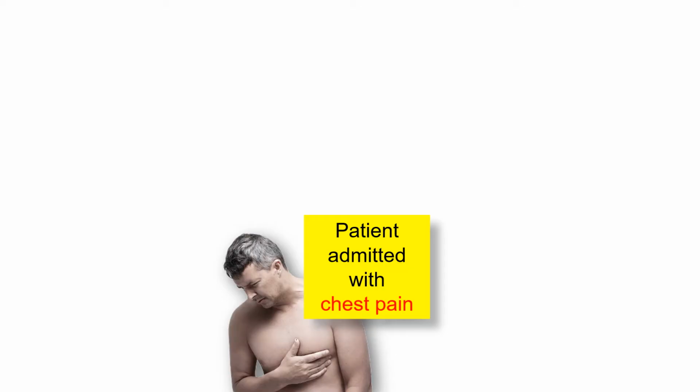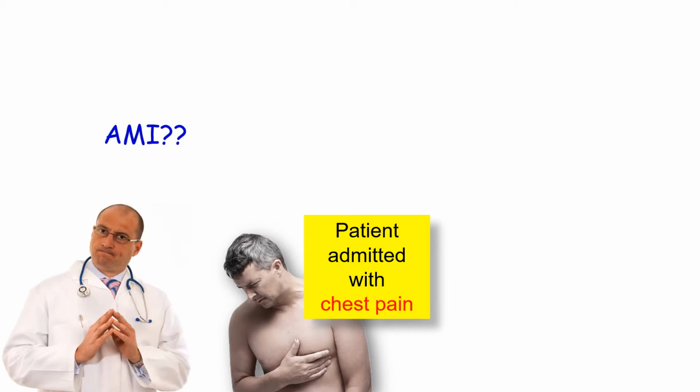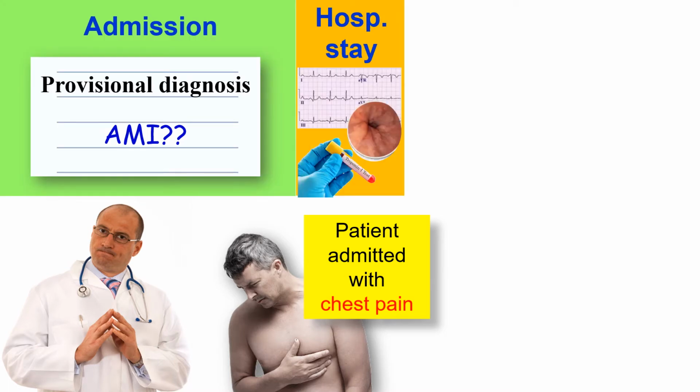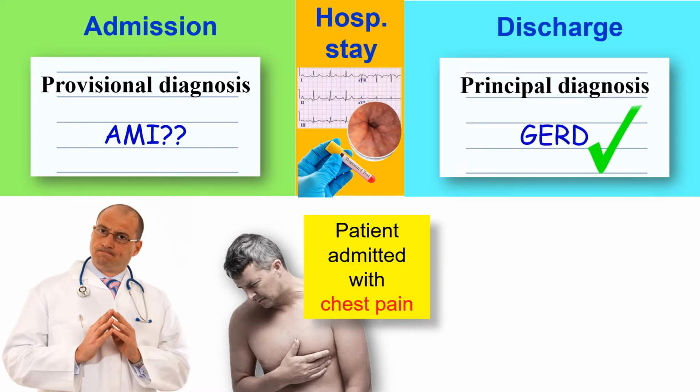Here are some examples. A patient was admitted with chest pain. The doctor suspects it's an AMI. So, upon admission, the provisional diagnosis was AMI. During hospital stay, as the patient is well examined and the investigations are done, we reach a final diagnosis of GERD. So the doctor documents the principal diagnosis at discharge as GERD.